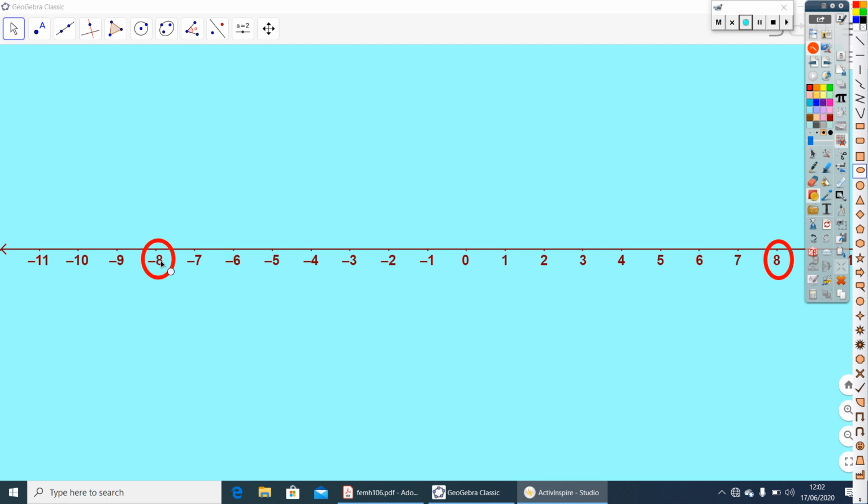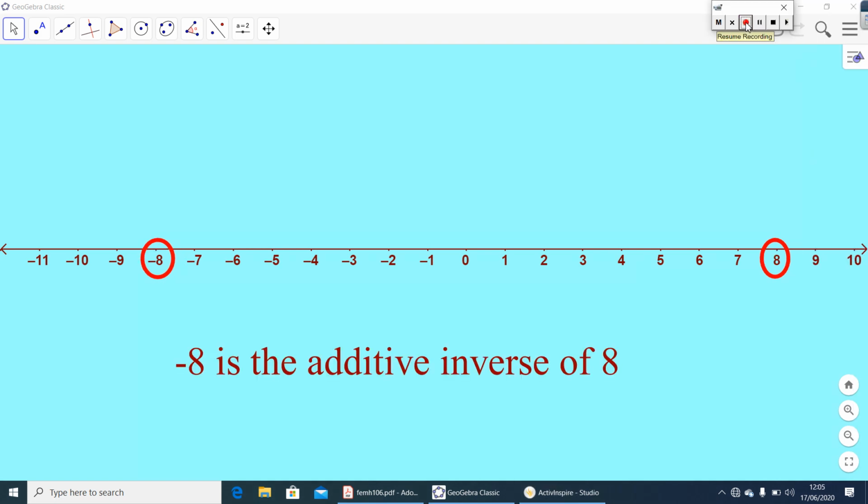Negative 8 is the additive inverse of 8. That means if you add negative 8 and 8, you will get 0. Then what is the additive inverse of negative 5? It is positive 5. What is the additive inverse of 3? It is negative 3.